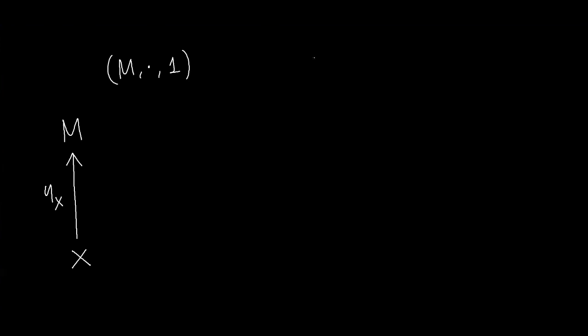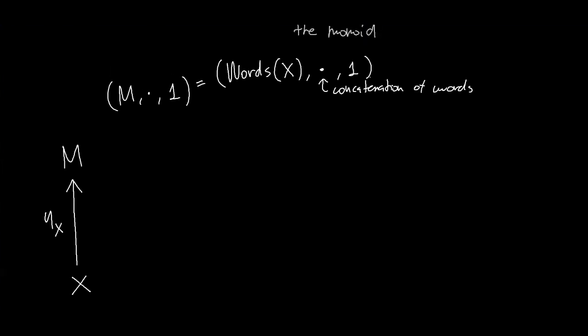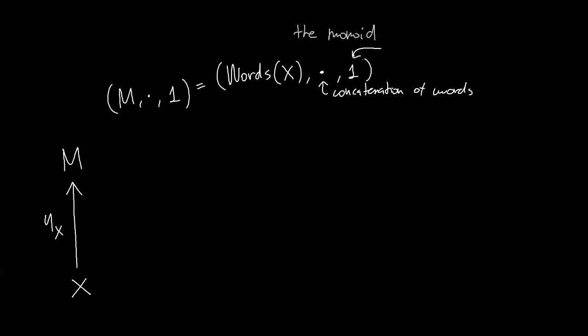So basically, our M will turn out to be the category of words over X, where the multiplication is concatenation of words, and the identity element is the empty word. Is this something that's familiar to you, Alexander?